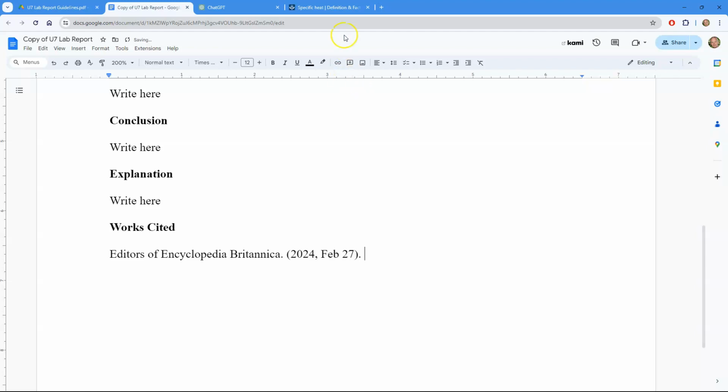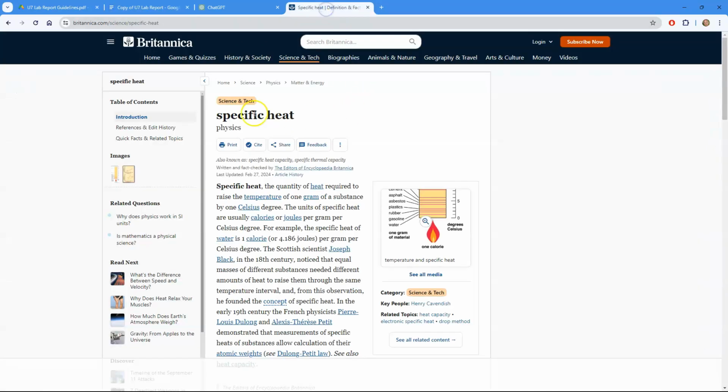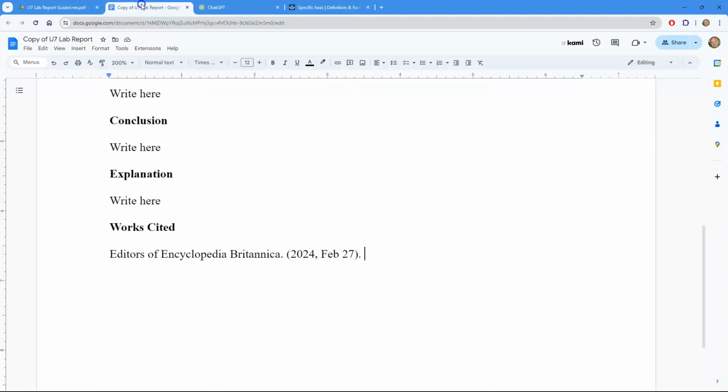Okay. Next is going to be the title of the page. So the title is specific heat. All right, so I'm going to paste that in. I'm going to capitalize only the first word, and then I want to put this in italics.